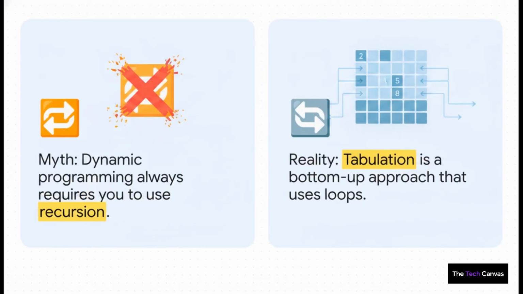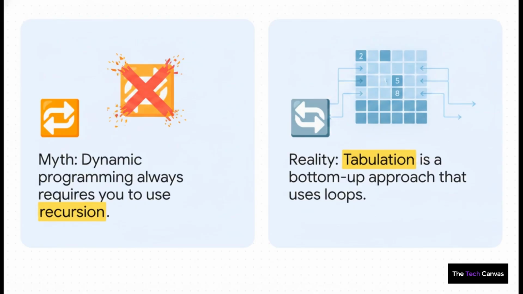Which naturally brings us to the inverse myth that dynamic programming always must use recursion. Actually, scratch that, it's not true at all. Remember our tabulation grid from earlier? We calculated that 5th Fibonacci number using nothing but a basic iterative loop, building straight from the bottom up. Tabulation is a pure dynamic programming approach, and it bypasses the recursive call stack completely.